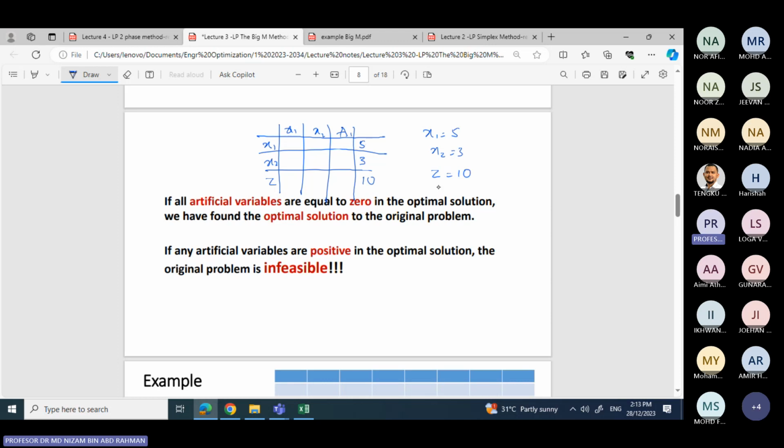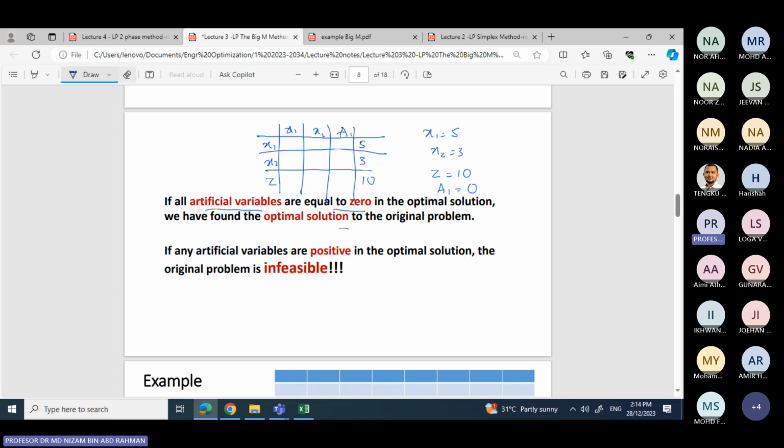And what is the value for a1? The value for a1 is 0 because it's not part of the solution. If this is your result, then you are saying that the artificial variables are equal to 0 in the optimal solution. If this is the case, then you say that you found the optimal solution.